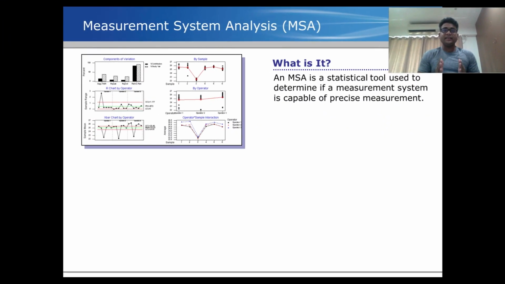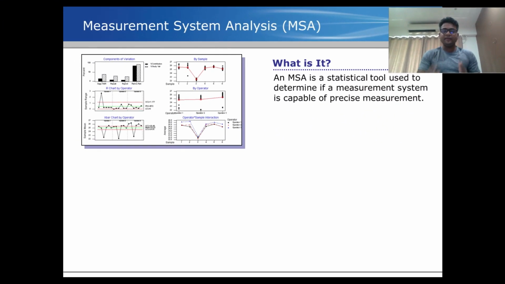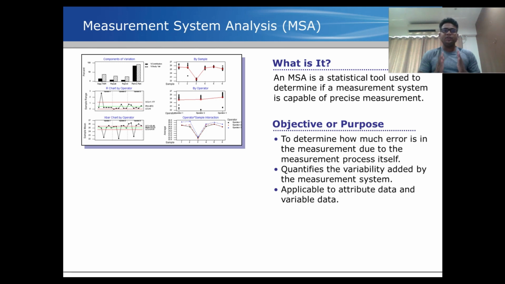So what is MSA? MSA is a statistical tool which is used to determine whether your process, your measuring instrument or your measuring system is capable of giving precise measurements or not. What is the purpose of MSA? The purpose of MSA is to determine how much error is present in your system, or to quantify the variability added by the measurement system. It is applicable for both attribute data and variable data.